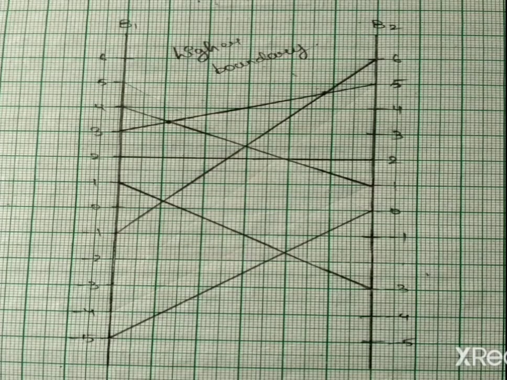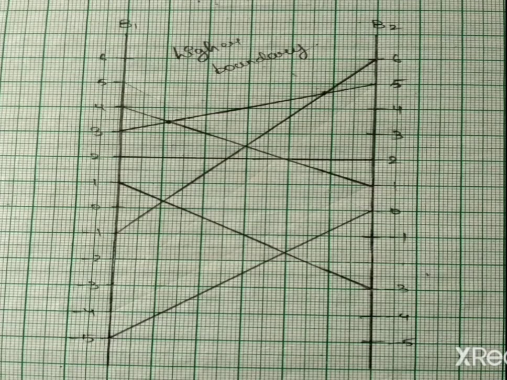So the next point is minus 1, 6. In B1 you have to plot minus 1, in B2 you have to plot 6. So you have to join the points minus 1 and 6. So the fourth one is 4 and 1. So you have to plot 4 in B1, 1 in B2, and join these 2 points. The next one is 2 and 2, so that will be a straight line. The next one is minus 5 and 0. So you have to put B1 minus 5, B2 is 0. So you have to join these points.